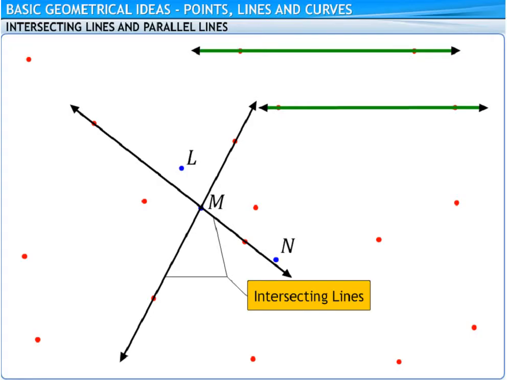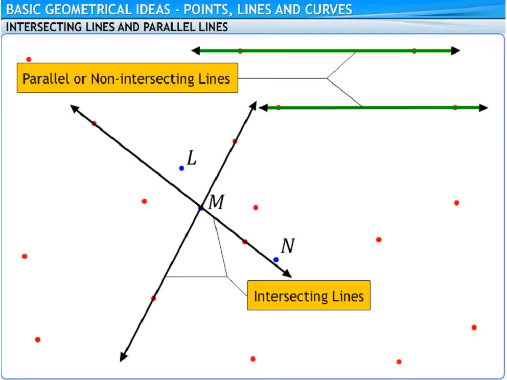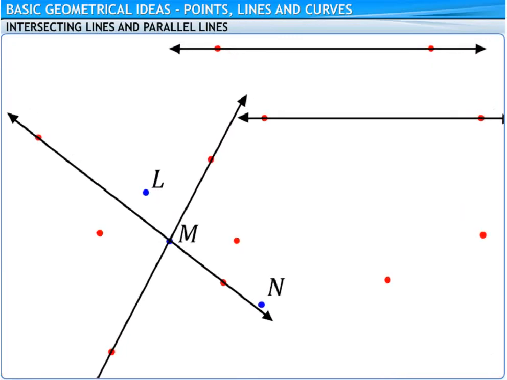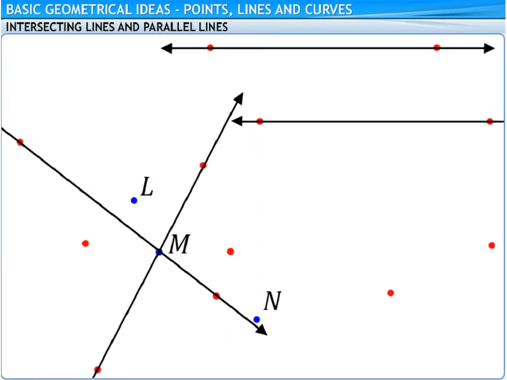In the second case, the 2 lines do not commonly pass through a point. That is, there exists no point that is common to both. These lines are said to be parallel or non-intersecting lines. Parallel lines never meet, cut, or cross each other. Please note that both these pairs of lines lie on the same plane.